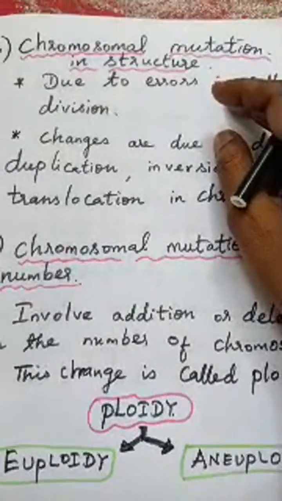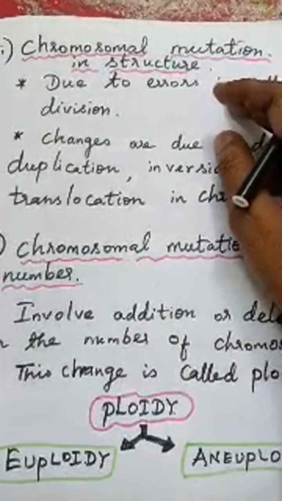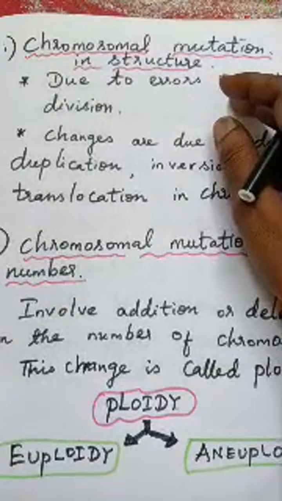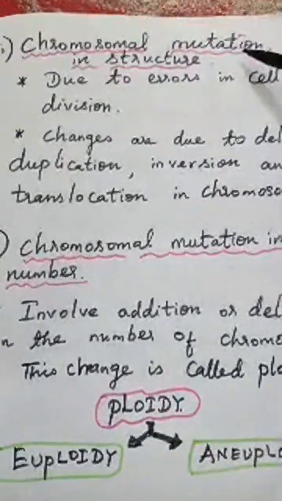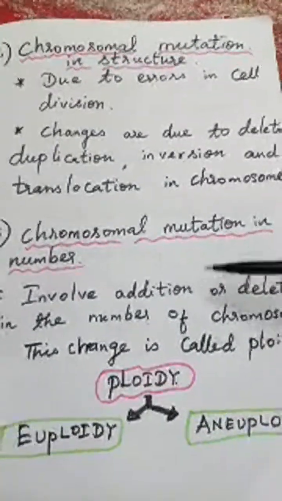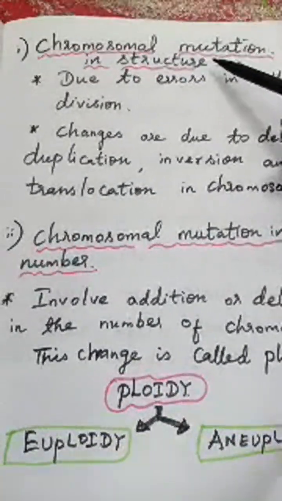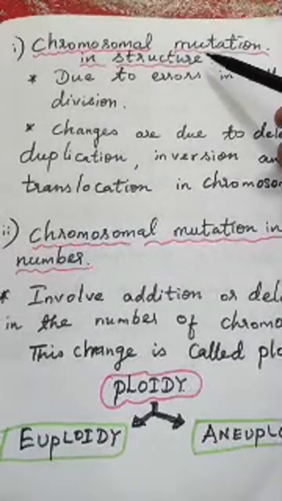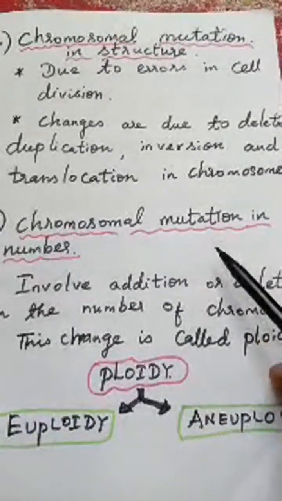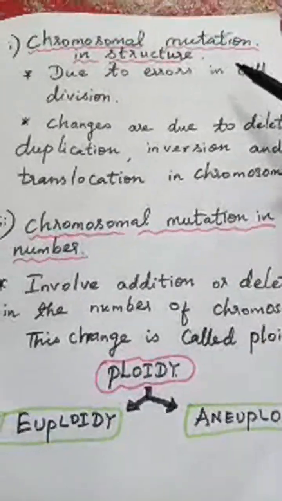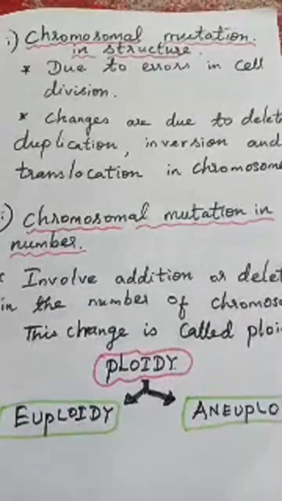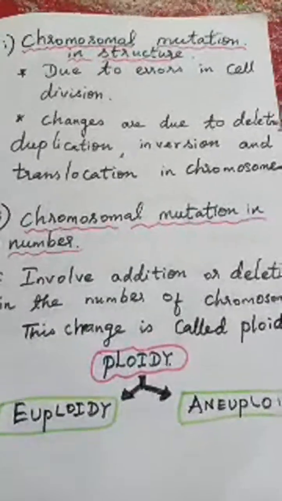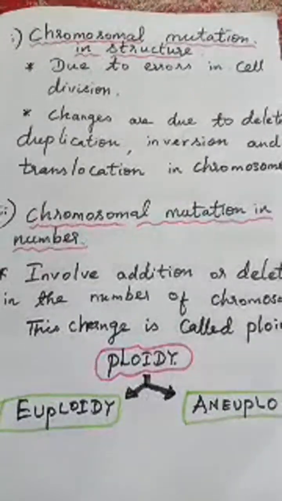Chromosomal mutation and the gene mutation, which is also known as the point mutation. Understood? This chromosomal mutation is again of two types: changes in the structure of the chromosome and changes in the number of the chromosome. One is the changes in the structure, another one is the changes in the number. Understood? So what are the chromosomal structural changes?